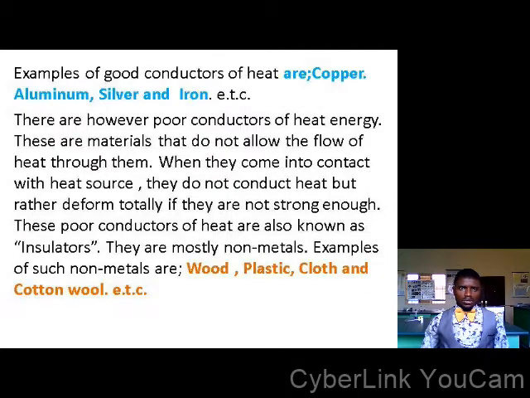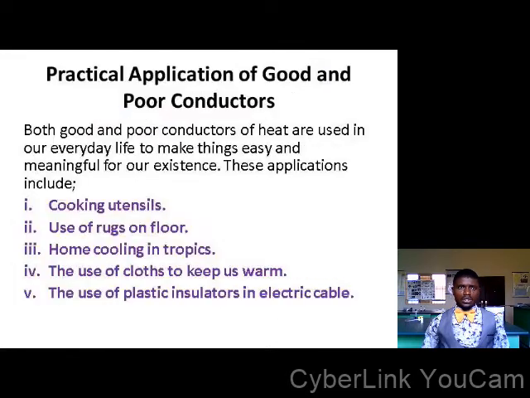So let's quickly move on. I said it earlier, copper, aluminum, and silver are all good conductors of heat energy. And then wood, plastic, clothes, and cotton wool are poor conductors of heat energy. If you touch these and take them close to heat, you won't see any effects. We want to look at the practical application of good conductors and poor conductors.